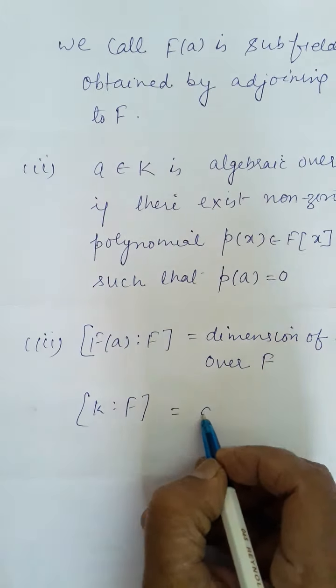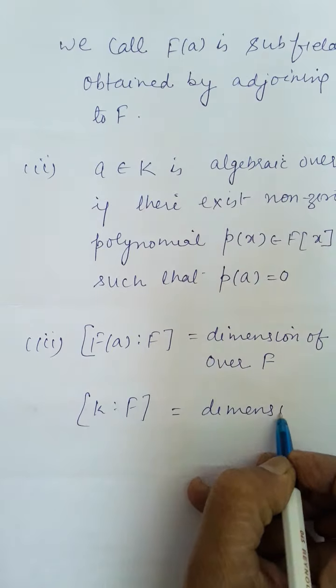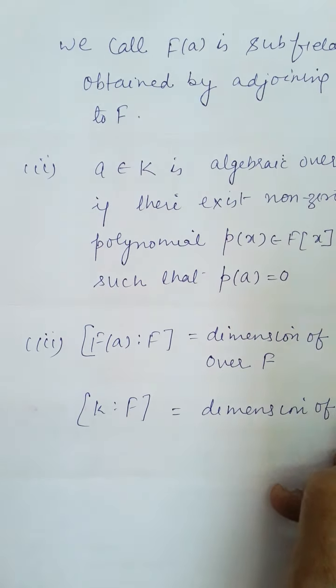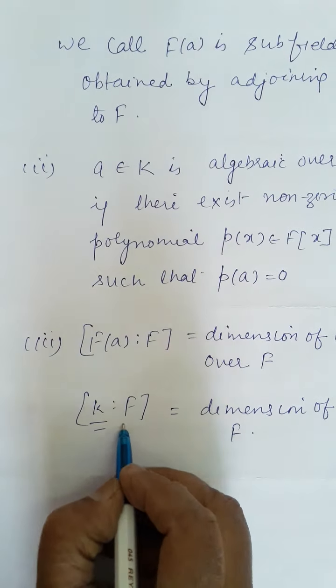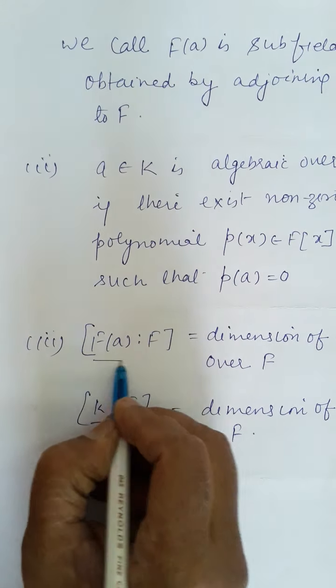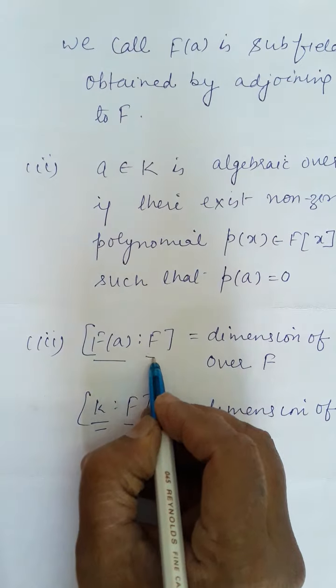Similarly, we write [K:F], this is the dimension of K over F, where K is a field extension of F. Here F(a) is a field extension of F.